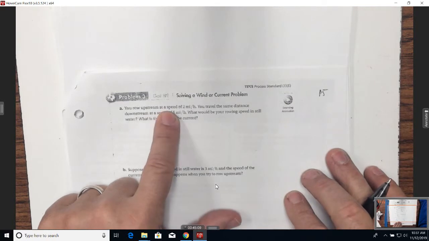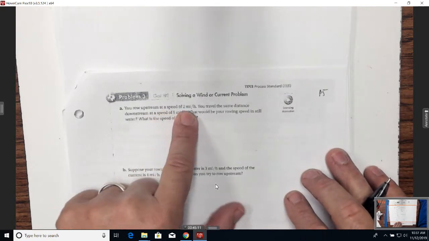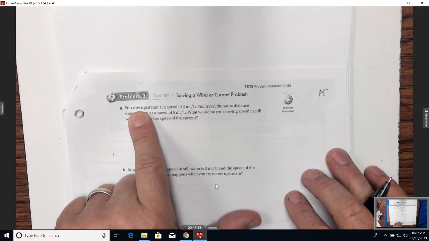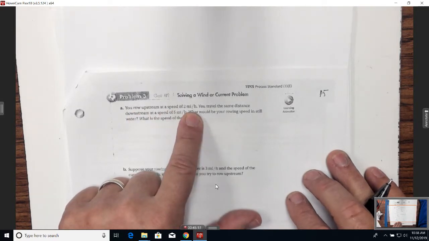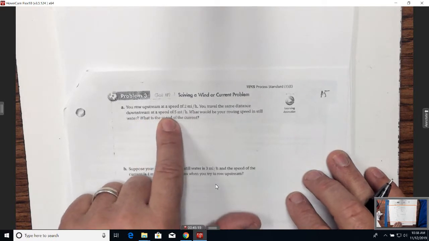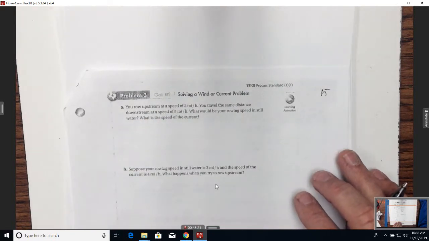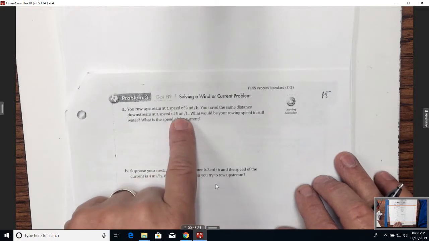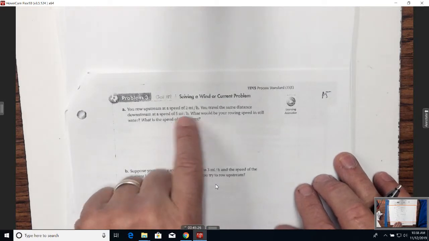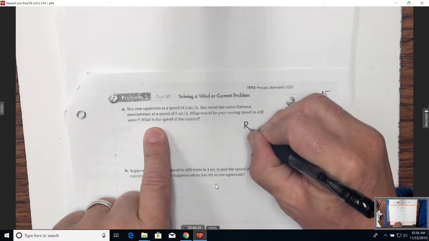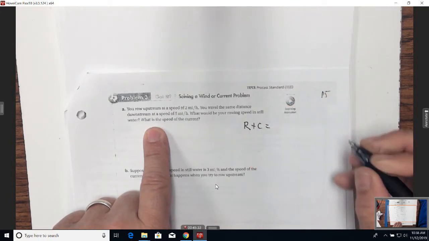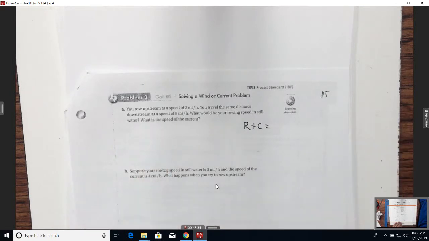Your speed going upstream is 2 miles per hour. You travel the same distance downstream, which means the current is pushing you downstream, so you get to go faster. What would your rowing speed be? In order to row a boat downstream, you take your rowing speed plus the current. And that will make you faster, doesn't it? If I row at a steady pace every single time.